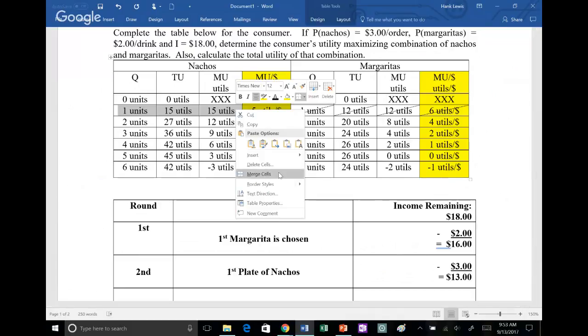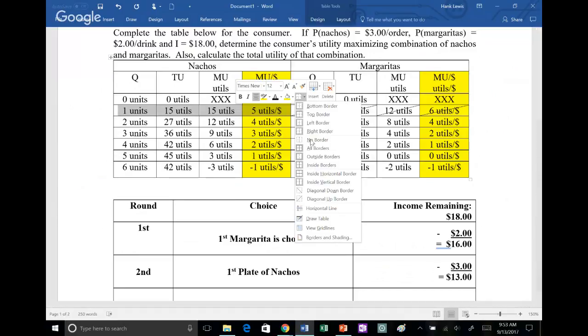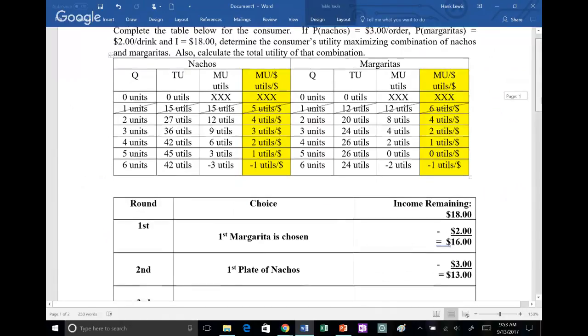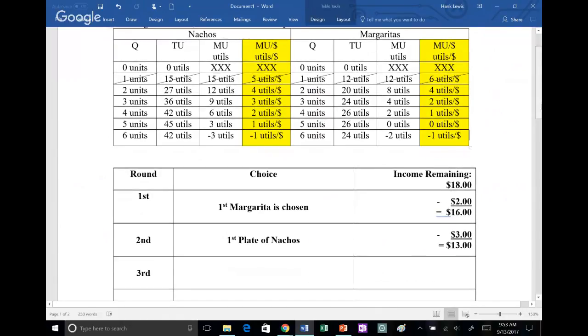Remember, the process continues until, I repeat, until there's no more income left. Now, round 3 is interesting. Remember, I told you a tie could happen. At the start of the third round, the second plate of nachos provides 4 Utils per dollar. The second margarita provides 4 Utils per dollar. It's equal maximum MU per dollar.